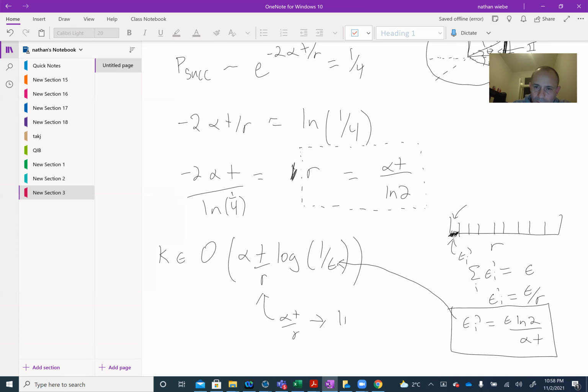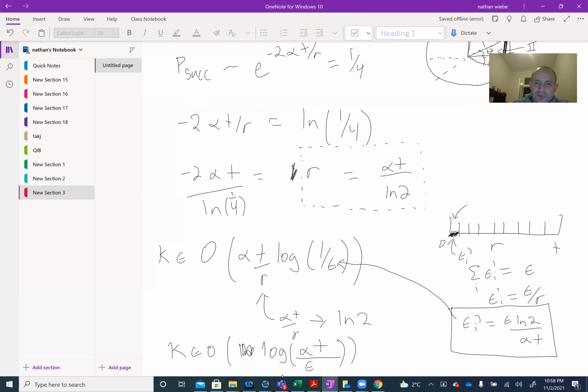goes to ln 2. So actually, the order of the polynomial that we need, once we slice it up into these thin little bread slices across the entire evolution going from 0 to t, the value of k that we'll need per slice is actually much more modest. It is actually just going to be order ln 2, which is order 1, but this will be order log alpha t over epsilon.